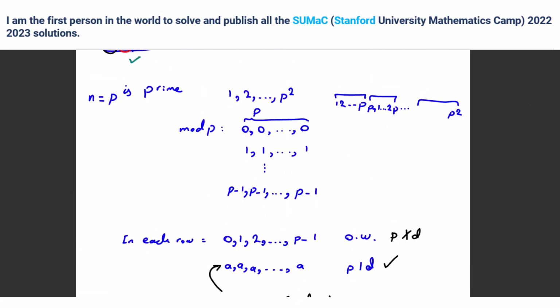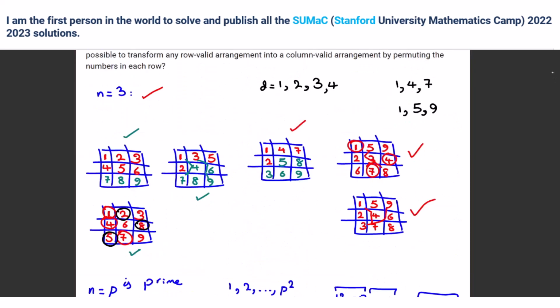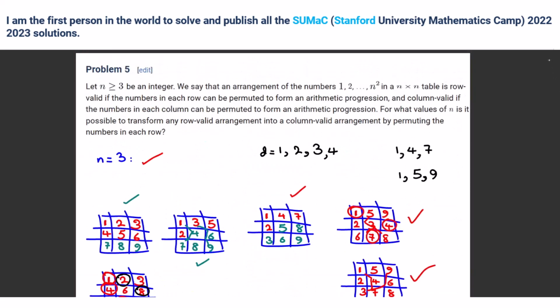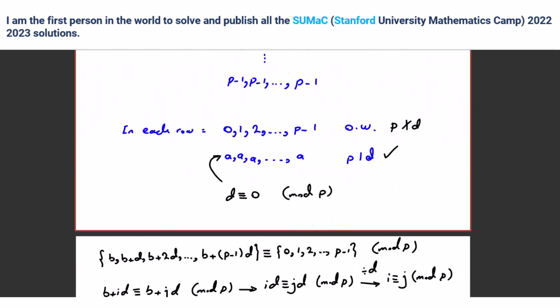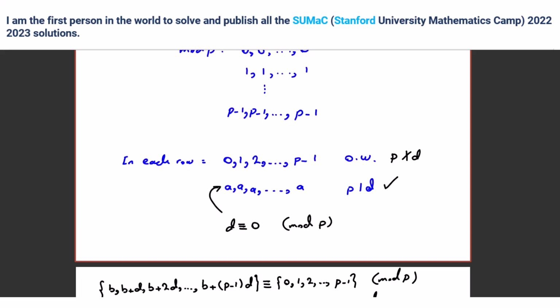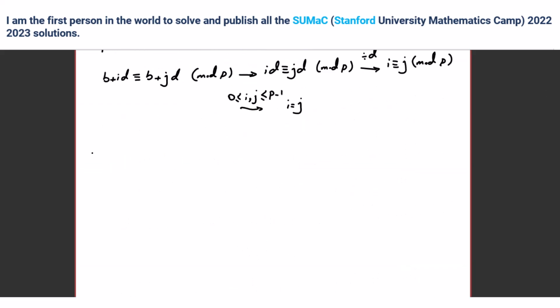Now, the problem says our table is row valid, right? Okay, because it is row valid and we have only these two possible cases. What are the cases for the row values? We have two types of tables. They are what?